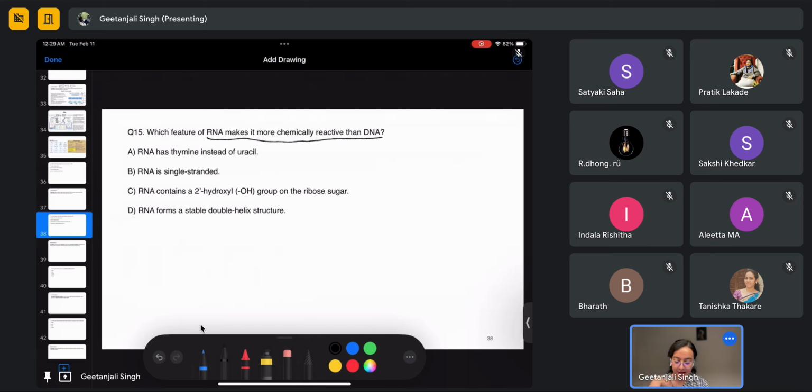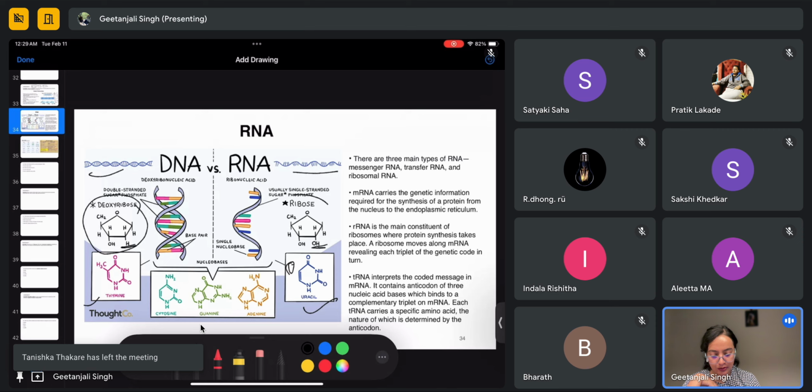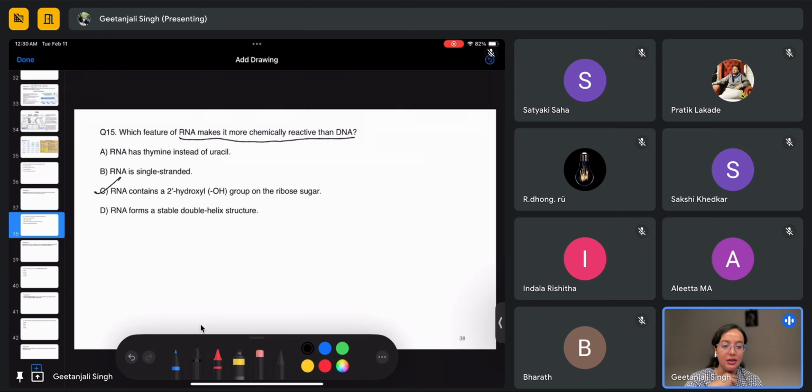Yes, you are correct. The presence of an additional OH at the 2' position of the ribose sugar makes it more susceptible to hydrolysis, and hence compared to DNA, it's more reactive. So the correct answer is C. You can see here, even in this structure, compare deoxyribose to ribose. You can see the presence of the additional OH at 2', and so this makes the ribose sugar chemically more reactive, more susceptible to hydrolysis, and hence more reactive.